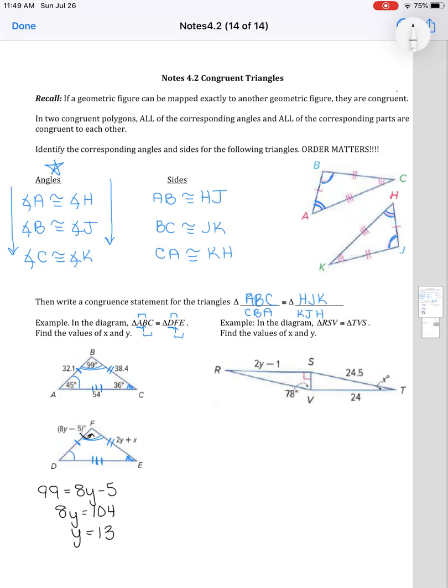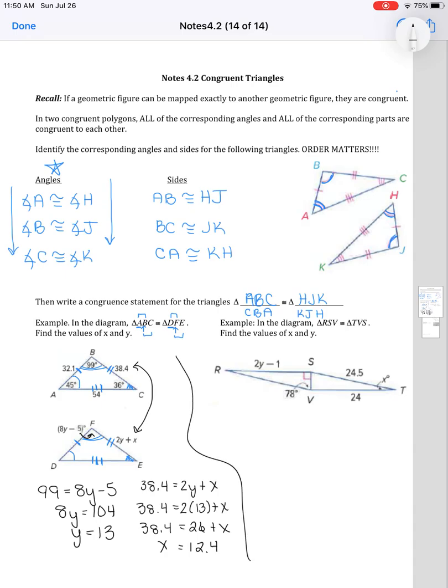So now I go back and I look and I say, okay, what do I have labeled here? If you can't read this one, this is an arrow pointing right into here. So I know that B and F are congruent. Well, if B and F are congruent, then I can say that 99 equals 8y minus 5, because I'm trying to solve for the variable. I'm going to add the 5 to the other side, and I get 104. And when I divide, I get 13.